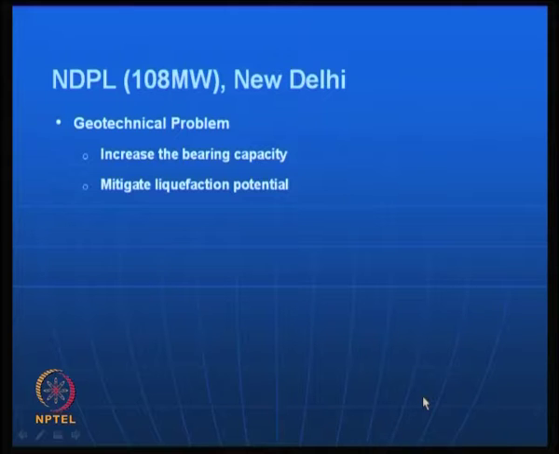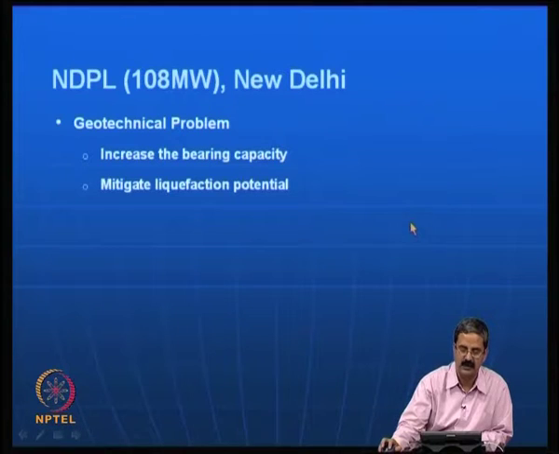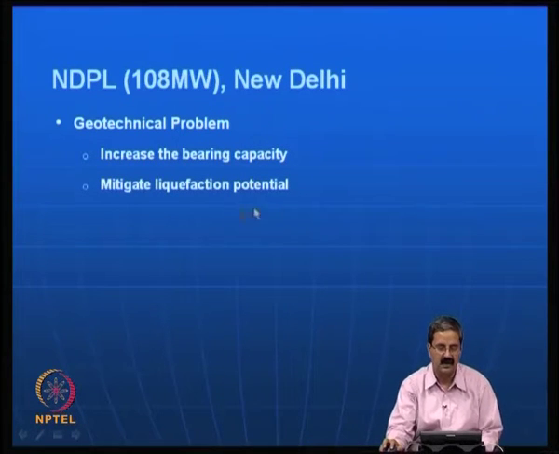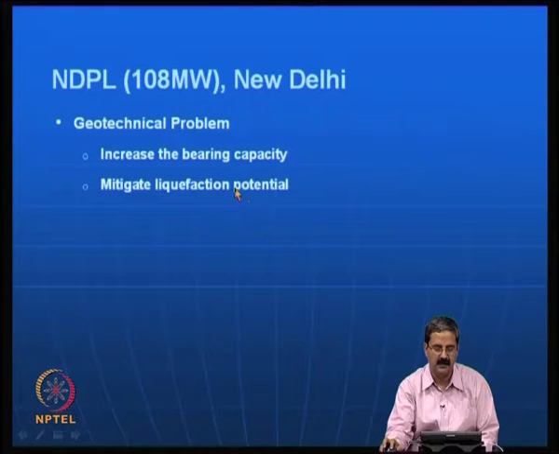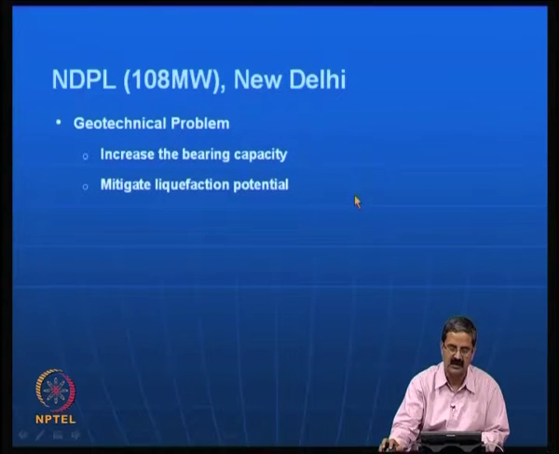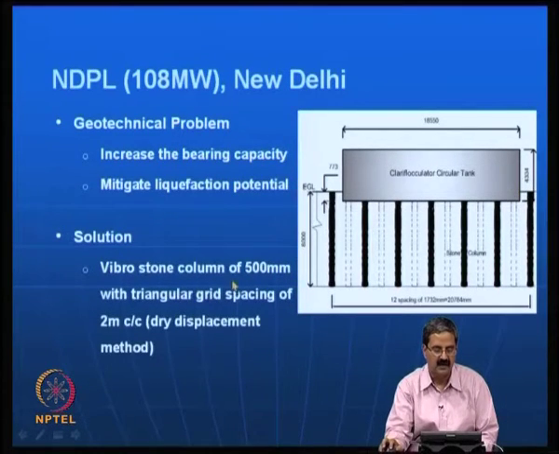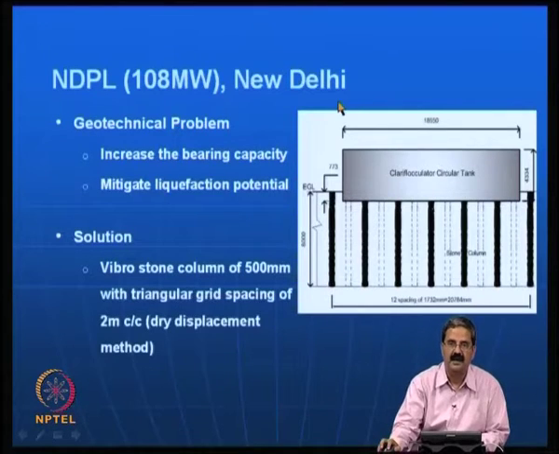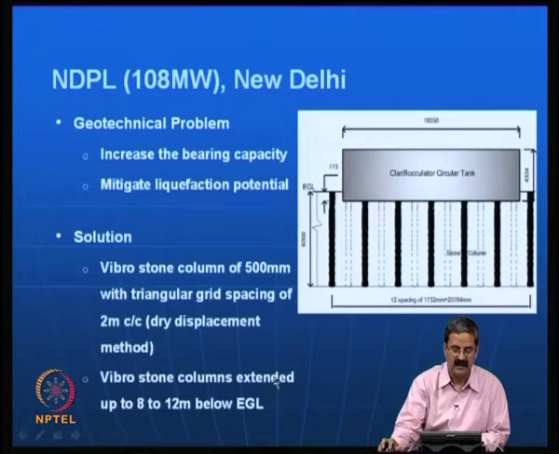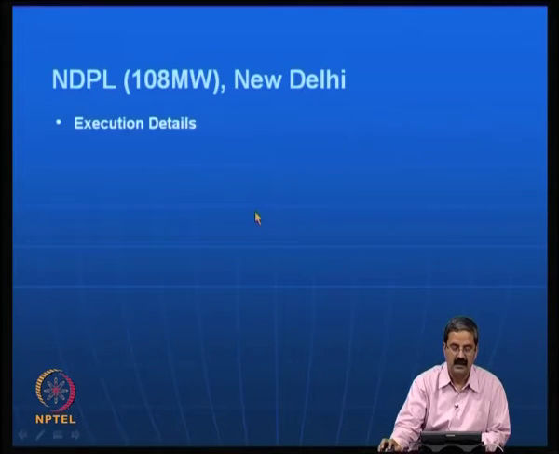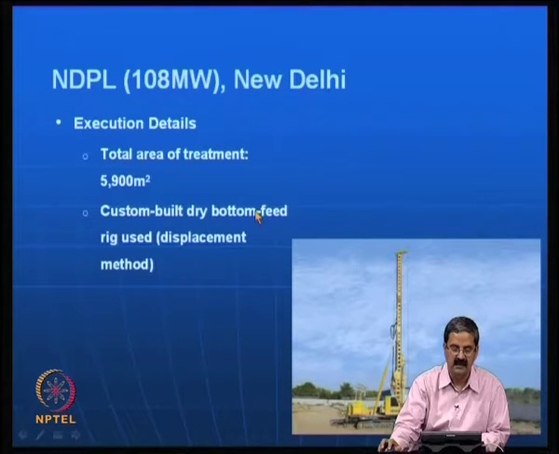Here, as I just said, even the earthquake potential, the liquefaction potential, we should check, and also see that the liquefaction possibilities are minimal or do not exist at all. We should reduce that. So, you can see the circular tank here, and stone columns of 500 mm diameter with a triangular grid of 2 by 2 meters center to center were used. They extended from 8 to 12 meters below the ground level, and these are some of the details again.